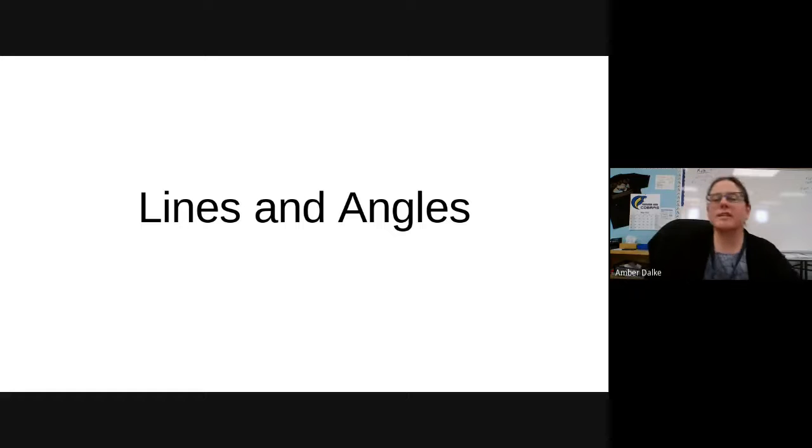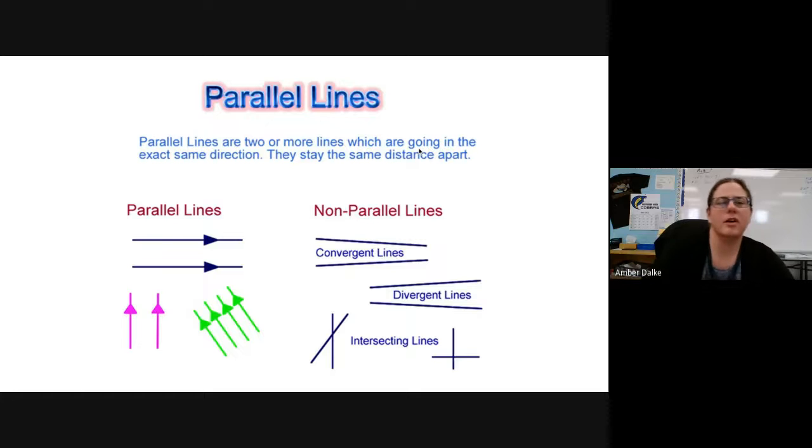This is your quiz review for your lines and angles quiz. Now remember, we've got 4 terms we have to remember on this quiz. We've been studying this for the last few days. The first terms we started on last week. So the first term is parallel lines, okay?